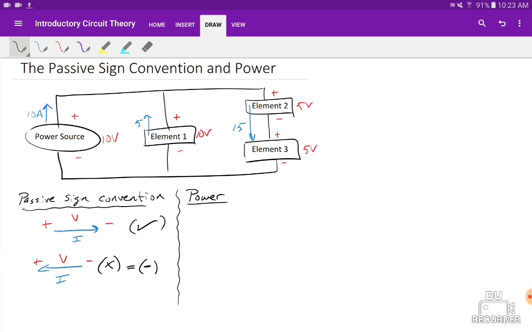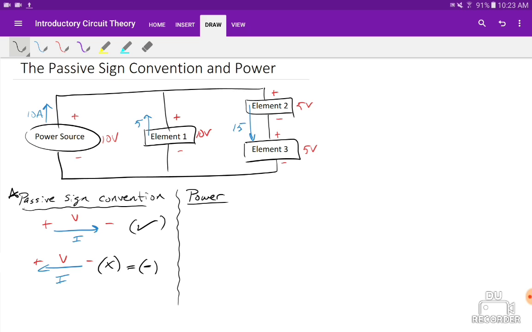And some of those are going to end up being negative, which means that technically they're actually running backwards in real life. Doesn't mean you're going to erase them. It just means you're going to put a negative on them to say that, in real life, this is actually going in the opposite direction. All right, so let that be passive sign convention. I'm going to let you guys know.